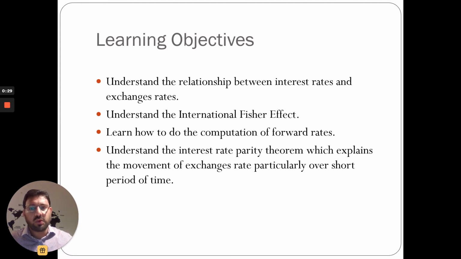And in doing so, we will understand the concept of international Fisher effect. The international Fisher effect will lead us to the calculation of forward rates. And once we link the interest rate and the forward rate, we'll come to the interest rate parity theorem, which explain the movement of the exchange rate.